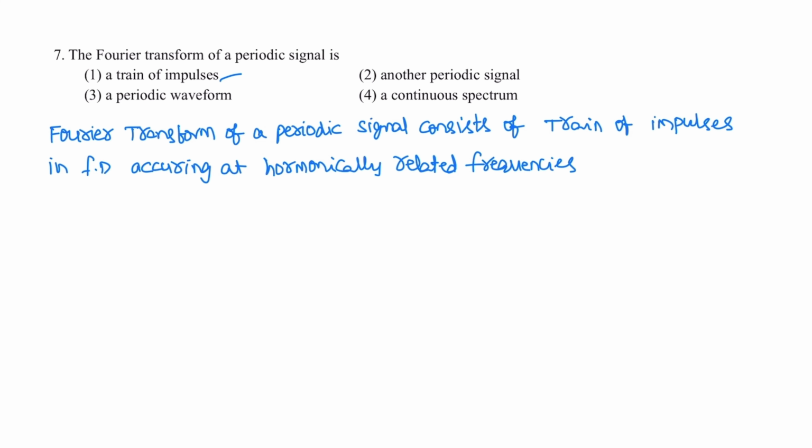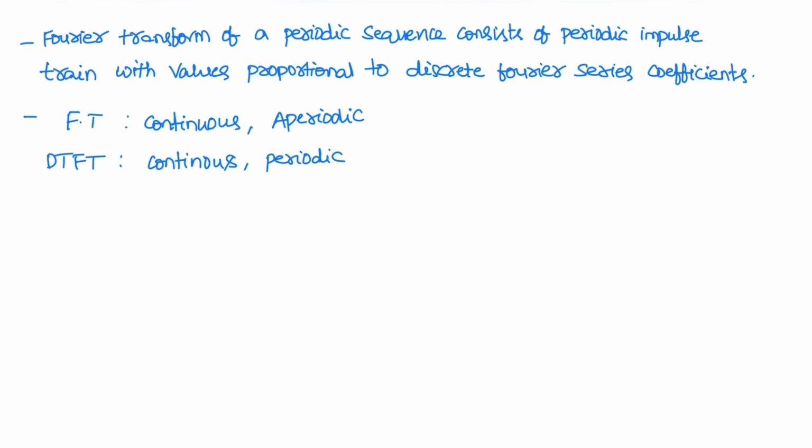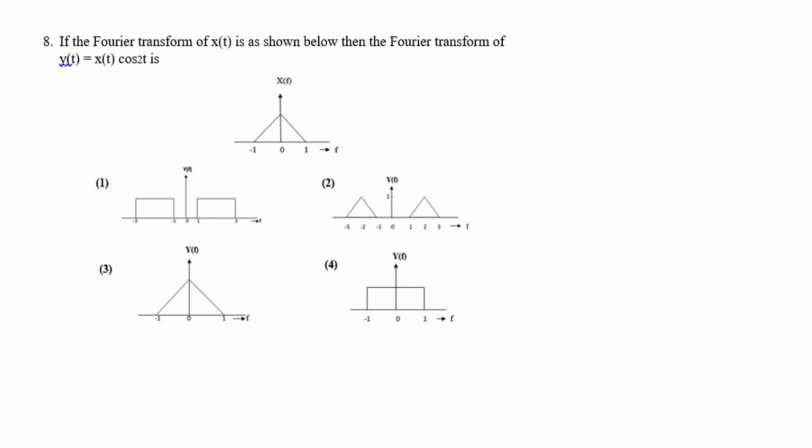The Fourier transform of a periodic signal consists of a train of impulses in the frequency domain occurring at harmonically related frequencies. The Fourier transform of a periodic sequence consists of a periodic impulse train with values proportional to the discrete Fourier series coefficients. So let us see some important points. For the Fourier transform, it is continuous and aperiodic. The discrete time Fourier transform is continuous and periodic.